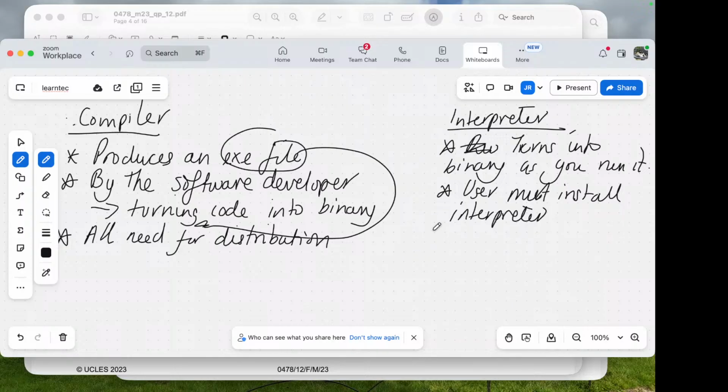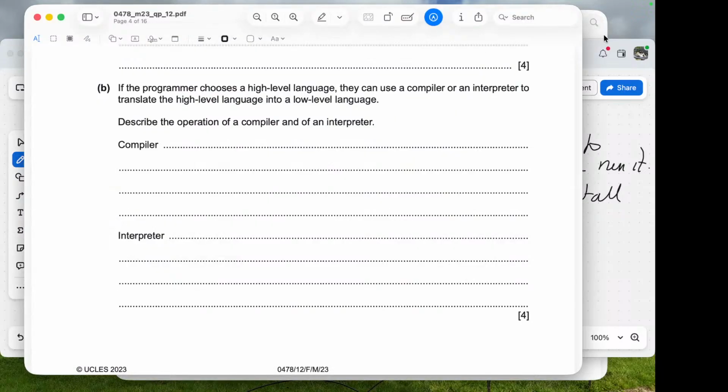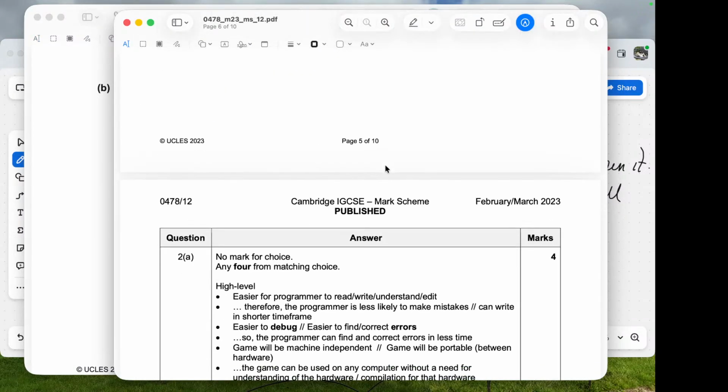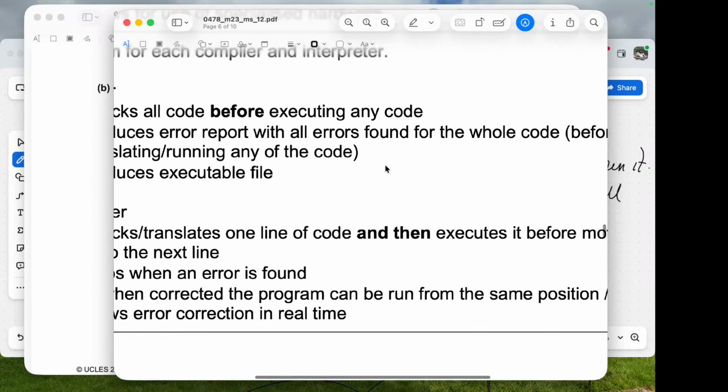Remember, with interpreted code, it turns to binary as you run it, so it is literally line by line. Let's have a look at the mark scheme, because I'm sure I've left something off there. It's question 2B. Yeah, so here we are.